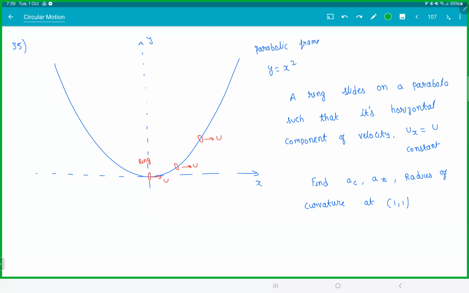Let me help you a bit. If I have to ask you this question, I'll ask you something else first. Can you find the acceleration of the ring? Forget about centripetal, tangential, all that. Find the acceleration of the ring. How will you find it? Start from there.